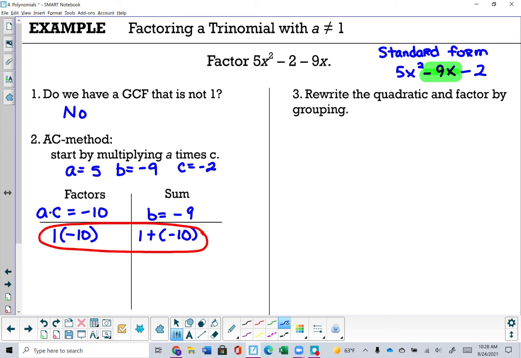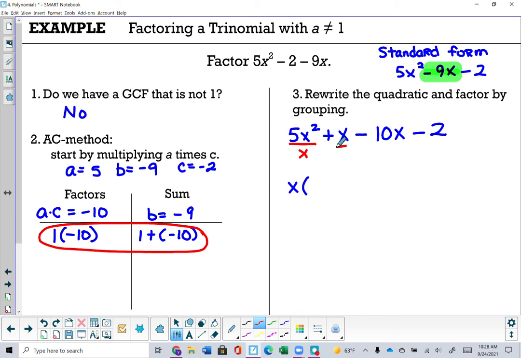So we get 5x squared plus 1x minus 10x minus 2. Okay, factor by grouping. So starting with the first two terms as a group, I'm going to factor out an x.